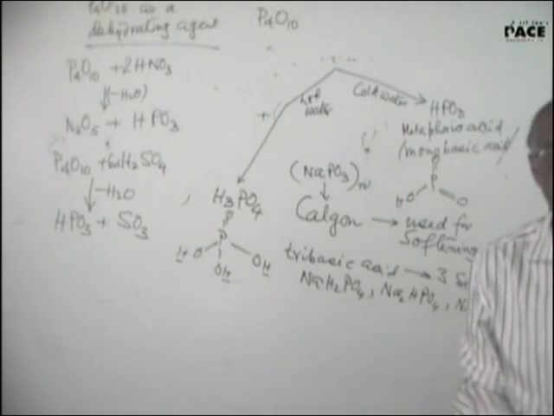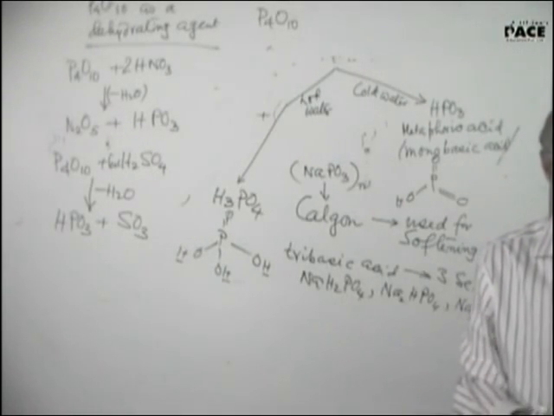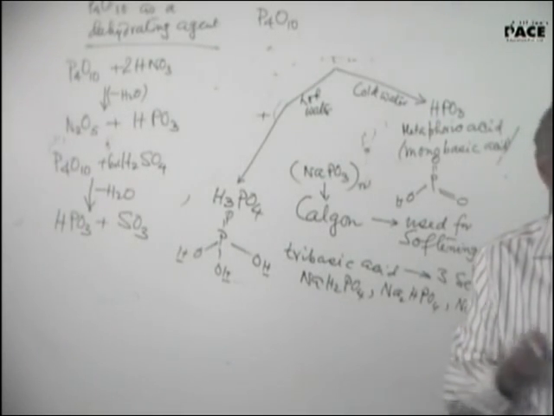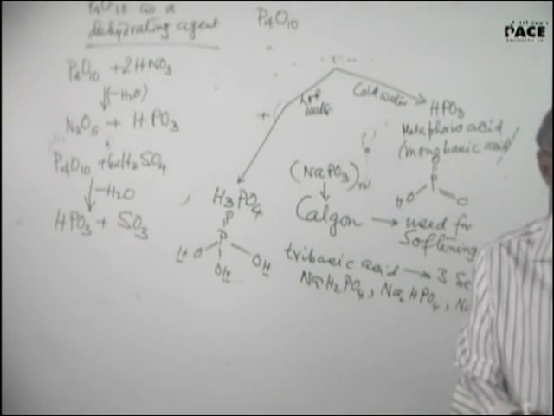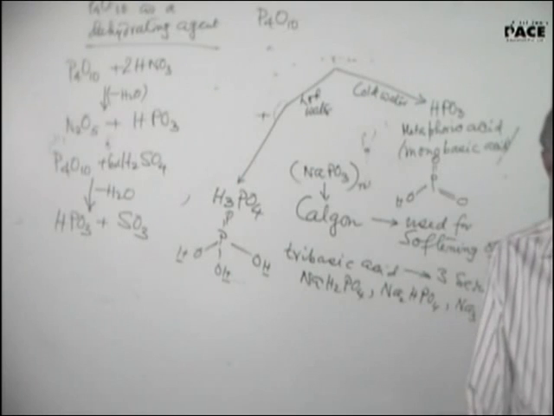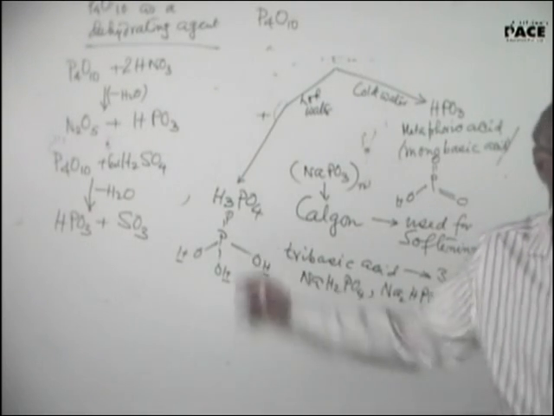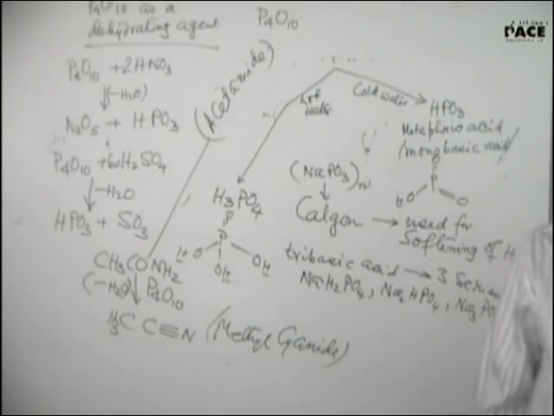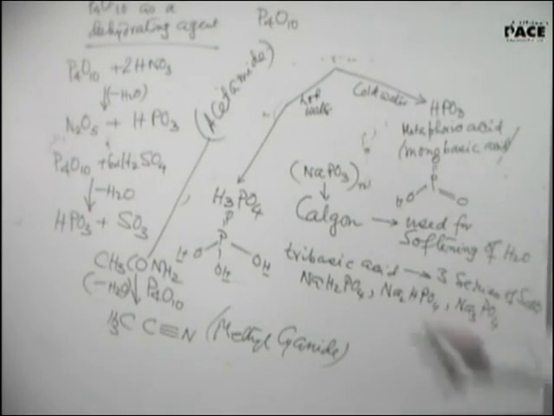So you can see that P4O10 as a dehydrating agent removes a molecule of water from nitric acid, converting it into N2O5. It removes a molecule of water from sulfuric acid to form sulfur trioxide. It removes a molecule of water from acetamide. Acetamide, in the presence of P4O10, will release a molecule of water and convert into methyl cyanide.